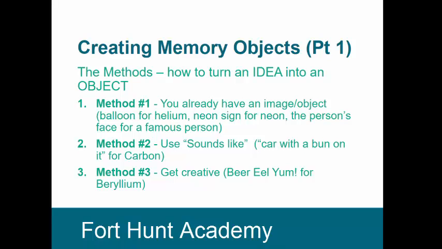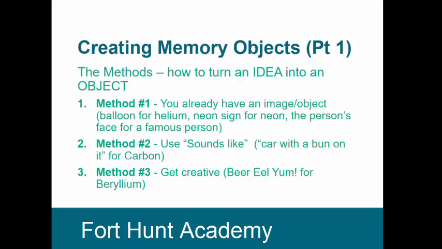So method two would be use sounds like. So if you don't already have an image, use the sounds like technique. Method three is get creative. Bear, eel, yum. That's kind of a combination of method two and method three, but this is what you can do. Lit thumb, right? What else did we do that was a little creative? I mean, fluorine, that's where we were using method one a little bit. I was thinking most people think fluoride when they hear fluorine, and then when they think fluoride, they think toothpaste. Oxygen tank is already there for oxygen. So that's the methods for how to turn an idea into an object.